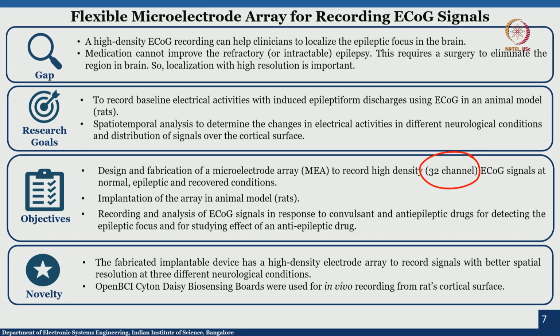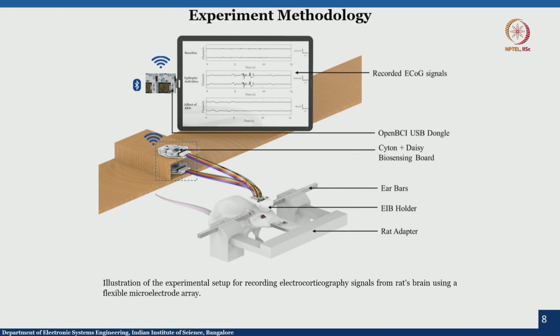So, once we implant the array in the animal model, what is the next thing? Recording and analysis of the ECoG signal response to the convulsants and anti-epileptic drugs, for detecting the epileptic focus and for studying the effect or efficacy of the AEDs, anti-epileptic drugs. There are multiple novelties, but let us first understand what we are talking about. We will have a rat, we will do the craniotomy, and implant the device.